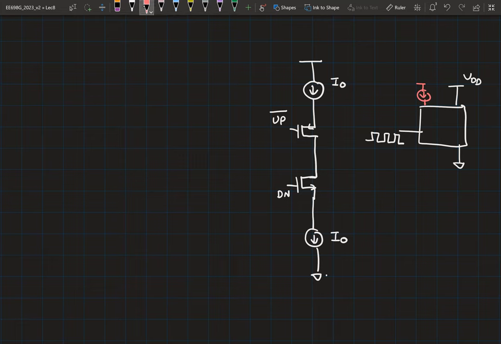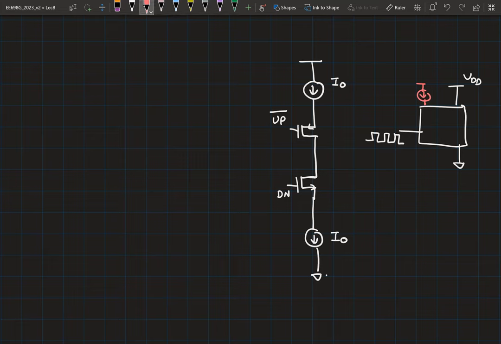Is this clear? Okay. So now let's see what happens to the DLL steady state if I up and I down are not equal. So as before, let's assume that it is locked correctly, and I'm looking at one period after it has locked. You can assume that I up is greater than I down. Let's say I up is equal to some I naught plus delta I, and I down is some I naught. So I up is greater than I down.